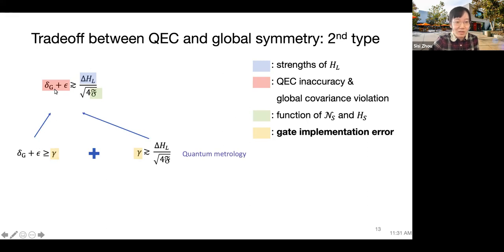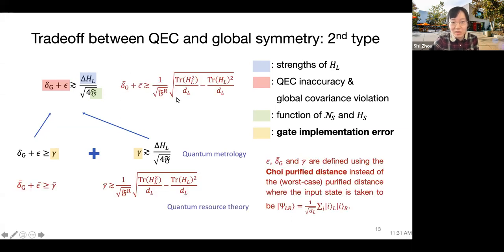So basically now we're going to divide this derivation into 2 parts. The first part is, again, using this inequality, which is epsilon plus delta is lower bounded by gamma. And also, we are going to use methods from quantum metrology to derive a lower bound of gamma, which has exactly this form.